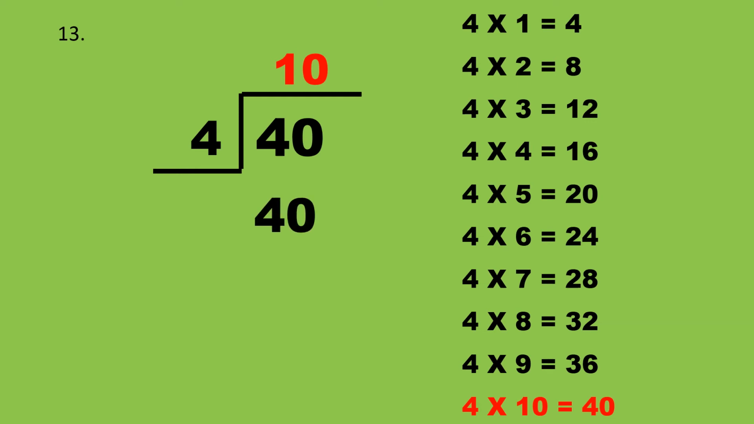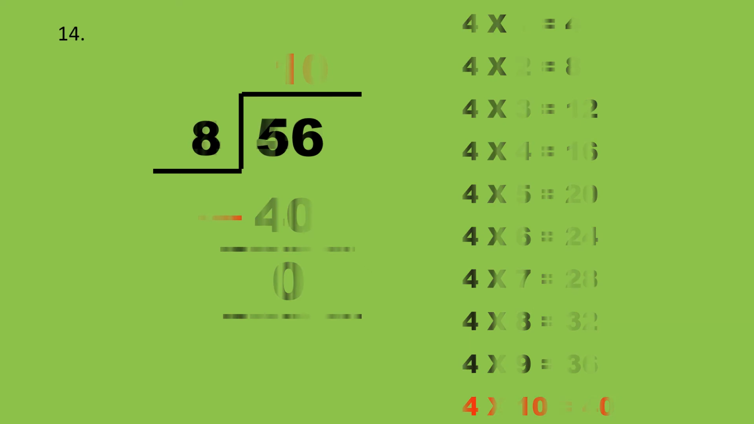And now what is the next step? Which sign will we put? Yes, minus sign. And then the next step is we will put two lines, one line here and the other line here. And now we will subtract. So 40 minus 40 equals 0. Okay, children, did you understand? Now come to the next question.